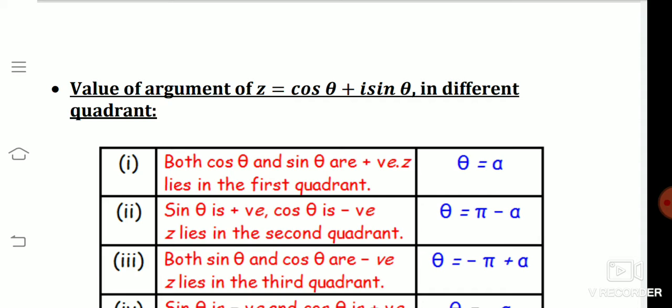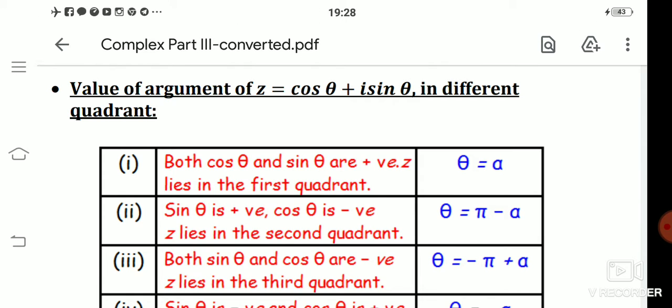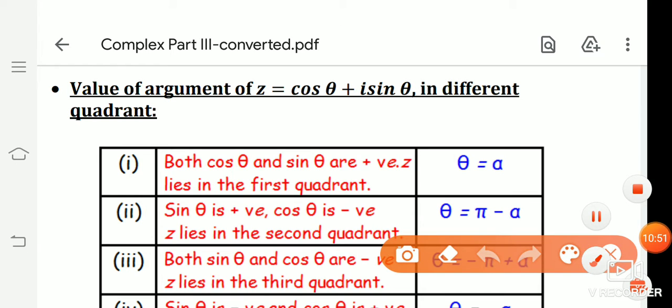So we have to know in which quadrant. Basically we have first quadrant, second quadrant, third quadrant and fourth quadrant. So basically we have to know in which quadrant the sign of the argument will change, or what will be the value of the argument in that particular quadrant. Okay, so here we are taking the argument value as alpha.